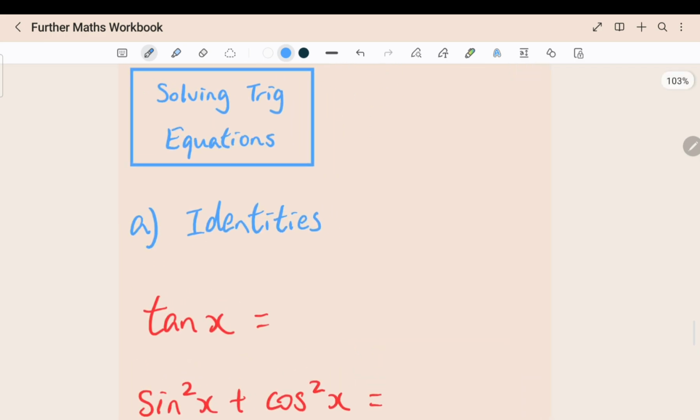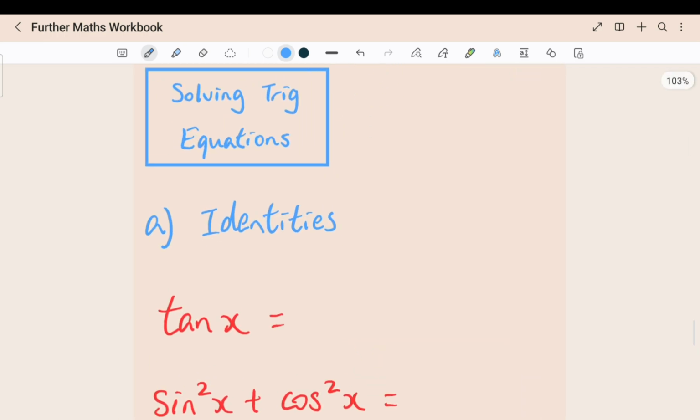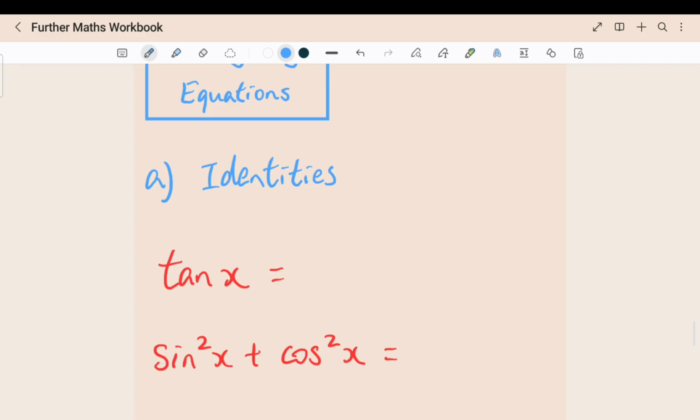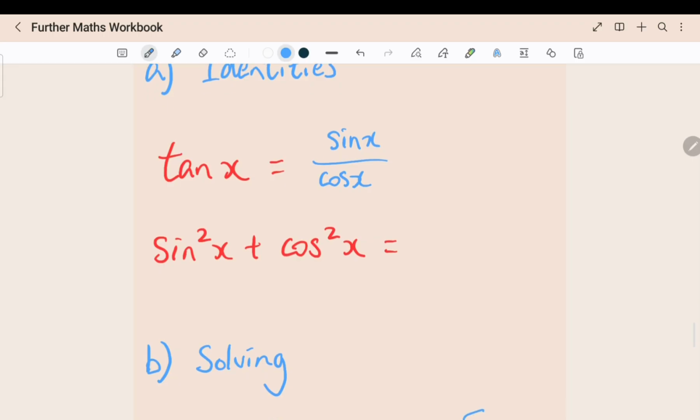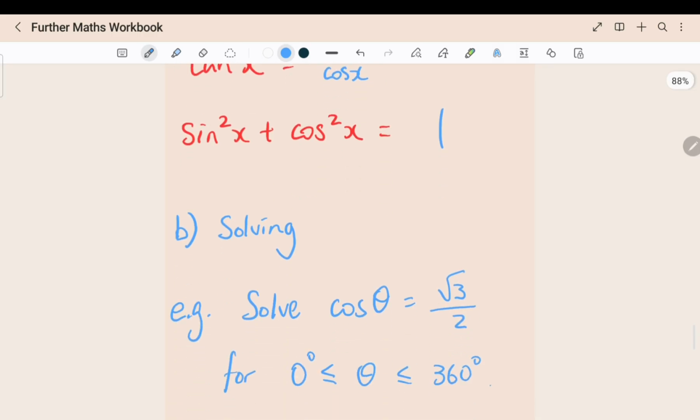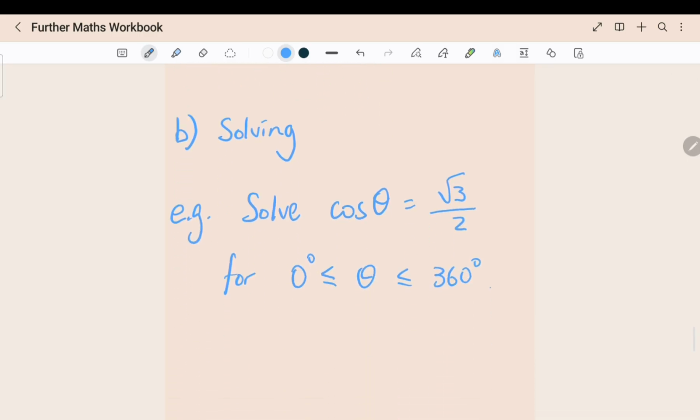Brilliant. And then we have solving trig equations. So there are several important identities that we need to know, which is tangent of x equals sine x divided by cos x. And then something called the Pythagorean identity, which is sine squared x plus cos squared x gives you 1. So we can use these facts to solve our equations.